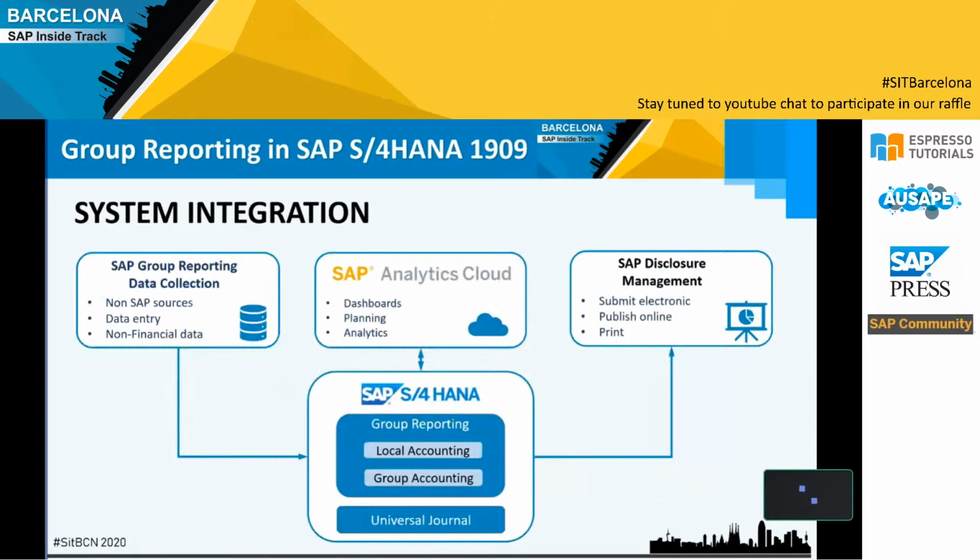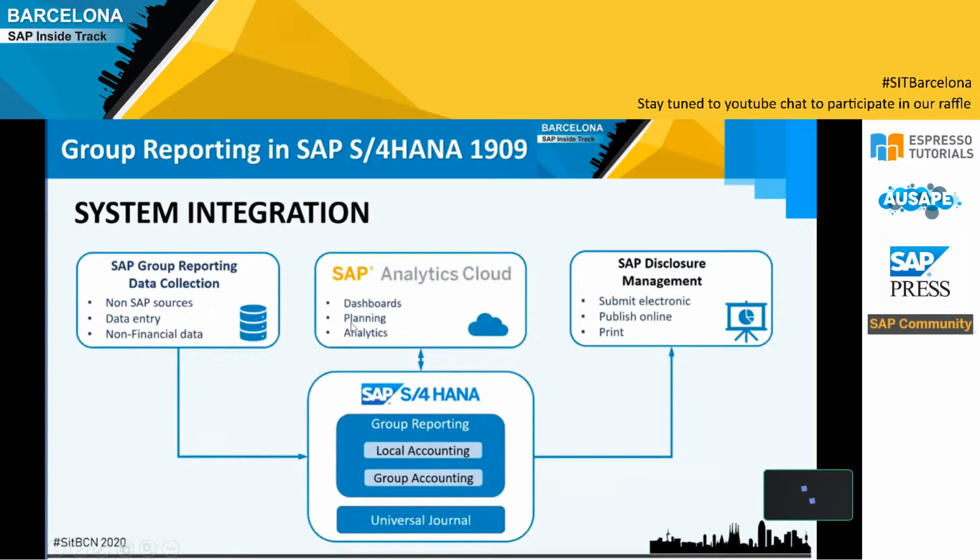So how is the system integration as part of group reporting? Group reporting is in the S/4HANA database, same as the Universal Journal. In group reporting, we can proceed with the local or group accounting within its consolidation. And group reporting is connected with the SAP Group Reporting Data Collection cloud solution, which can provide group reporting with non-SAP source records, integrate data entry that can be uploaded using files, and also incorporate non-financial records.